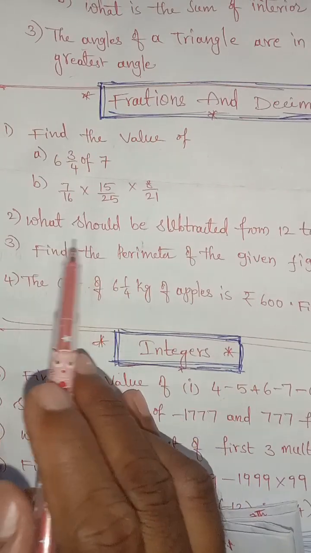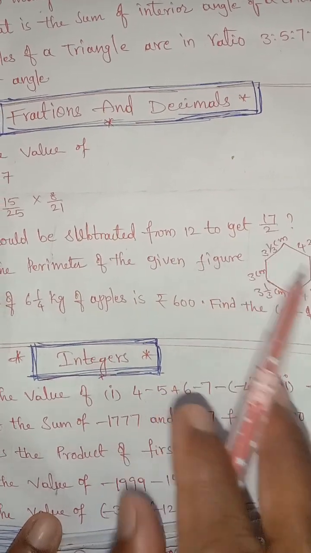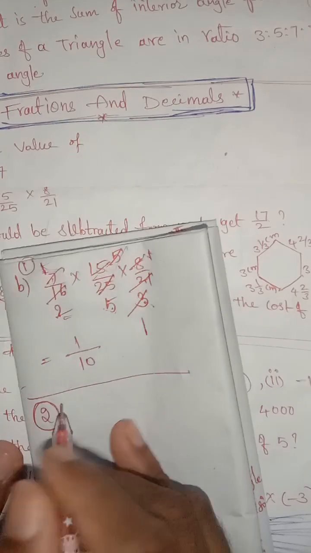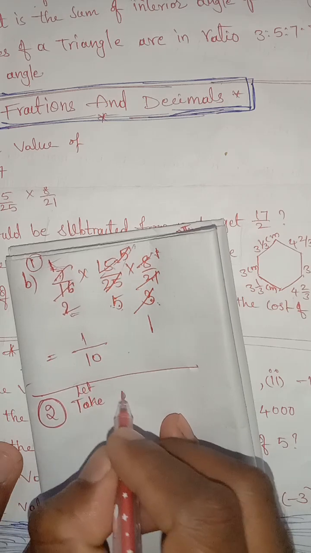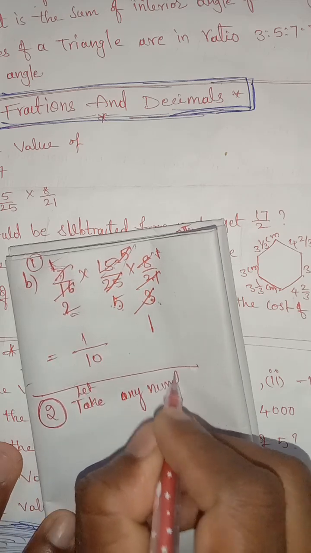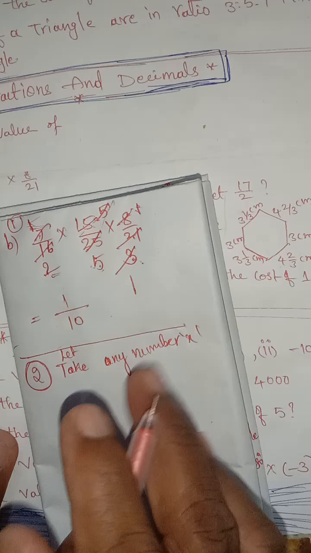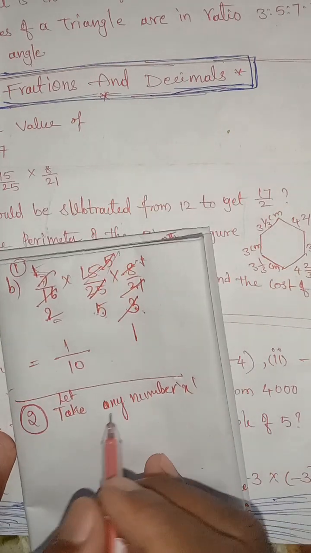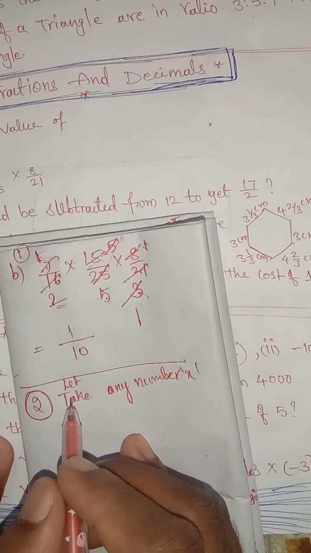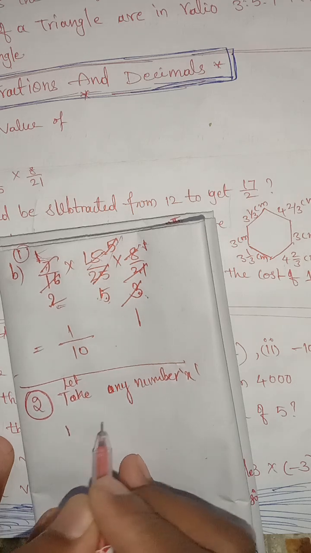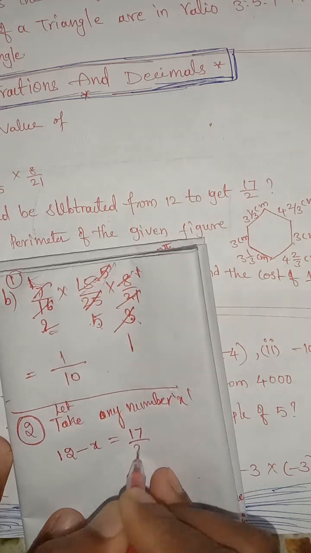Question number 2. What should be subtracted from 12 to get 17 by 2? What should be subtracted means which number subtracted from 12 we will get 17 by 2. That's why we take any number x. So subtracted from 12 means 12 minus x equals 17 by 2.